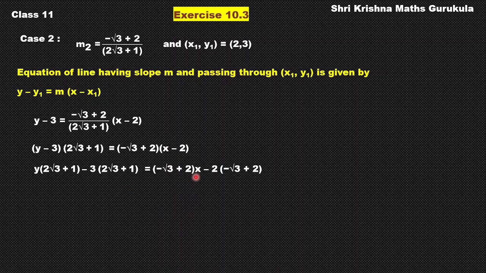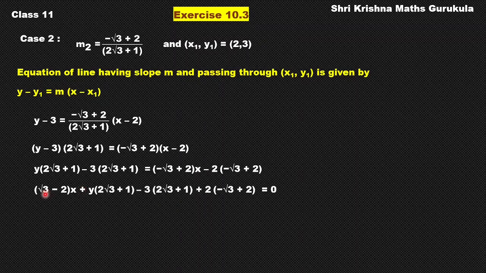To express in the standard form, I'll move this x to LHS and write in the first place. That is root 3 minus 2 into x, because it has moved from RHS to LHS. So the sign changes. So it becomes positive and this becomes negative. So root 3 minus 2 into x plus this term as it is, 2 root 3 plus 1 into y.